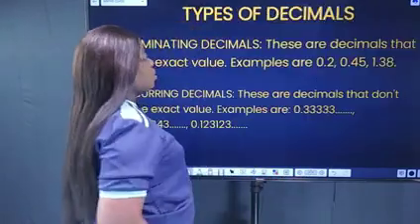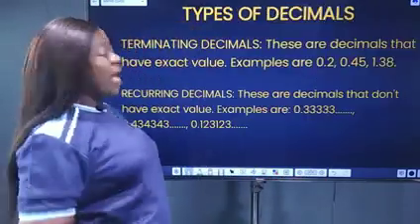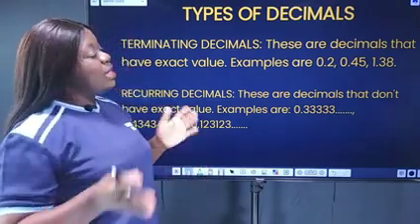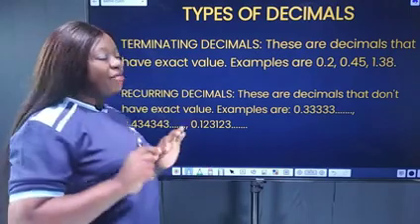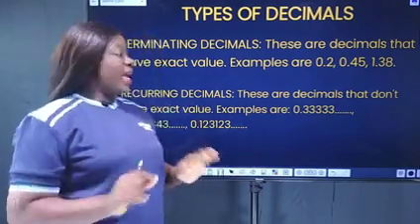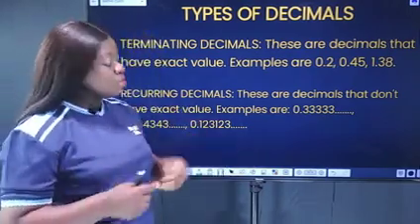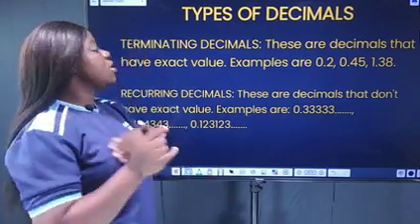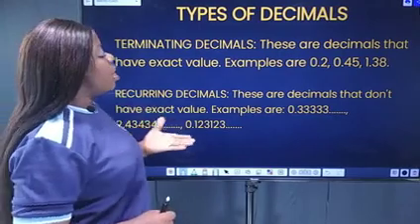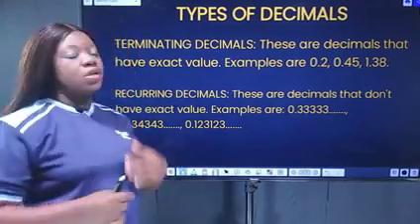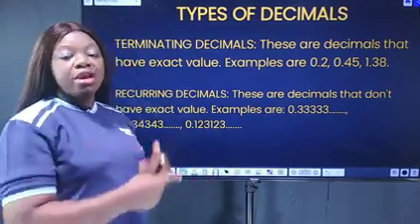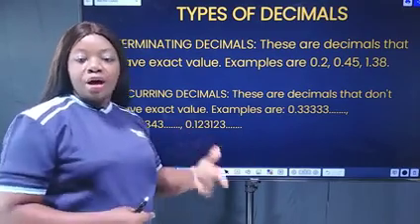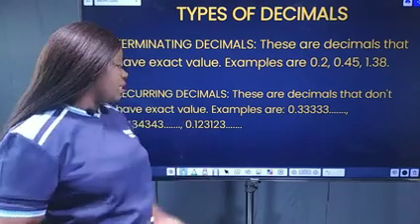Now let's continue. What are the types of decimals? We have terminating decimals and recurring decimals. Terminating decimals are decimals that have an exact value. Examples are 0.2, 0.45, 1.38. These are called terminating decimals. Recurring decimals are decimals that don't have an exact value. They reoccur in a decimal number. That's why we call them recurring decimals.